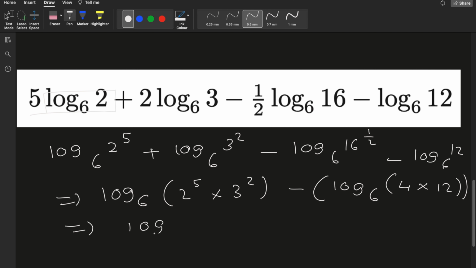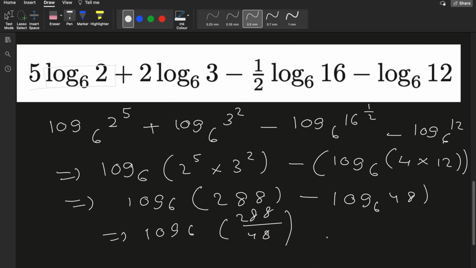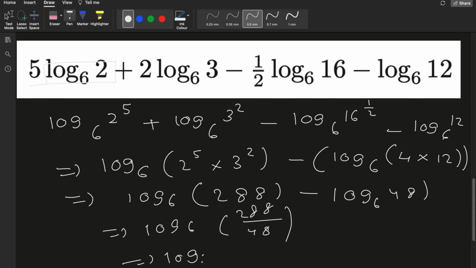Okay, let's just find the answer. 2 to the power of 5 is 32, multiplied by 9, which gives us 288, minus 4 into 12 gives us 48. So we can write this, and then if we find the answer, that's essentially 1. You can plug this into your calculator to see whether it's true or not.